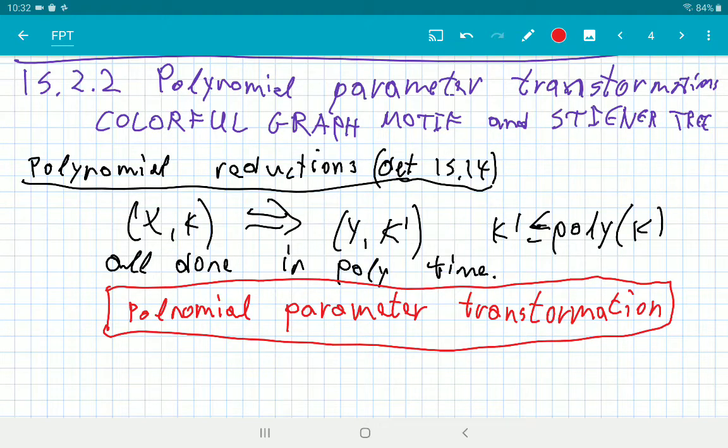Okay, so the next example uses this idea of polynomial reduction that preserves parameters. This is called a polynomial parameter transformation, or PPT if you want. And it's just what you think it is, right? It takes an instance with parameter k, and in polynomial time it reduces it to a new instance with parameter k prime, and you require that k prime is polynomial in k, and of course, you want to do it in polynomial time, right?